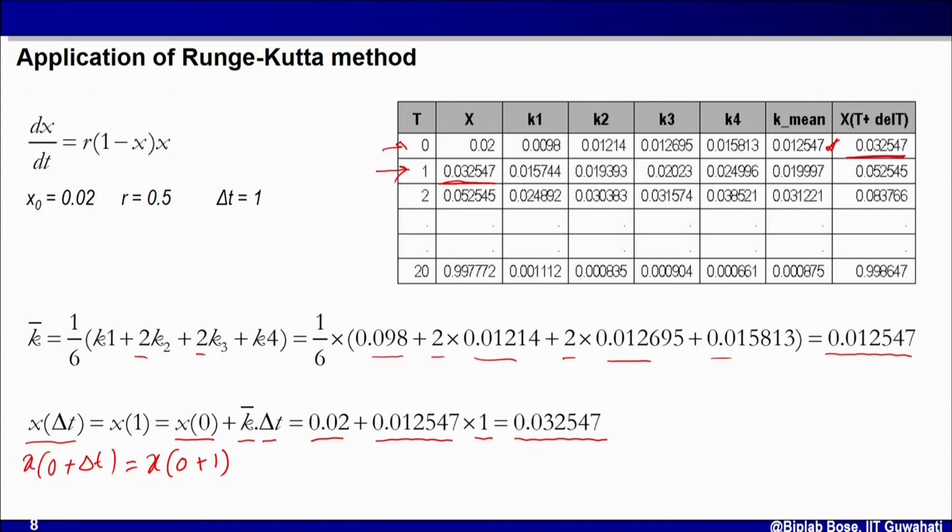So if I see this method, now I have moved from time 0 to time 1 by an increment of delta t equal to 1, using the mean k.